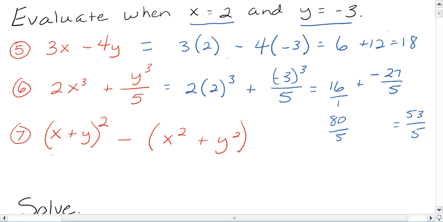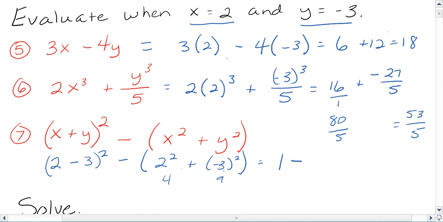And this last one, putting in the 2 for the x and the -3 for the y in both of these cases. So I have -3 squared. All right. So to take with you is -1. -1 squared is 1. And now I got to watch this subtract sign. Now let's do this parentheses. Negative 3 squared is 9. 9 plus 4 is 13. And 1 take away 13 is negative 12.